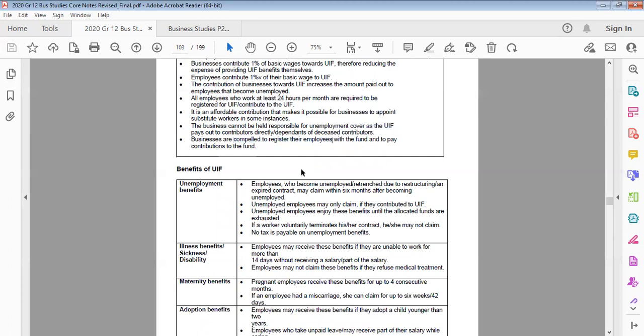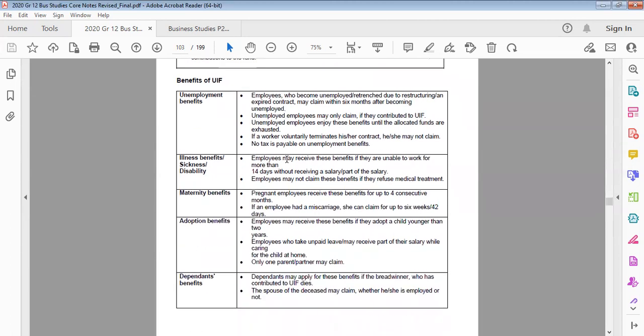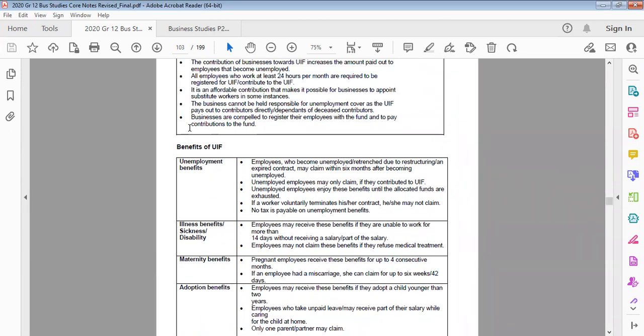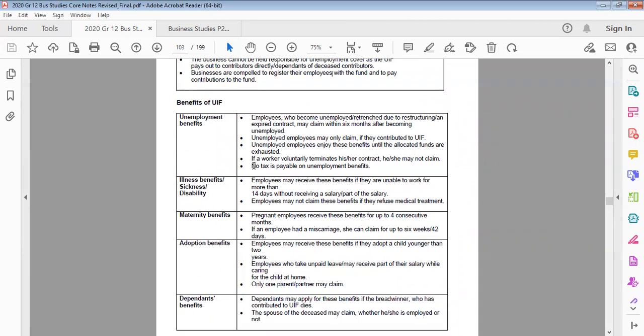Okay. And it is definitely frowned upon if you don't, and you can get taken to labor court, go into CCMA and labor disputes. And I've heard of cases where employees actually win cases against businesses for not registering them for the UIF. So always register your workers in the UIF.